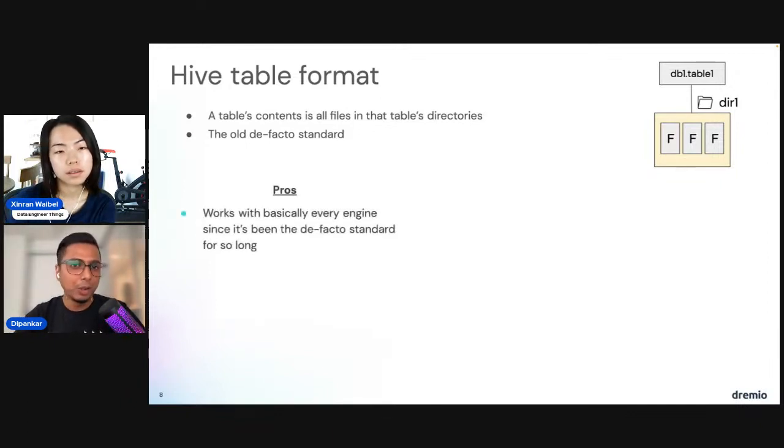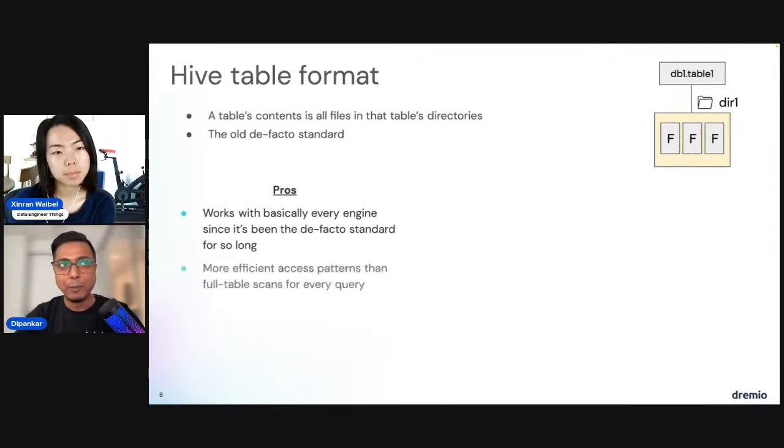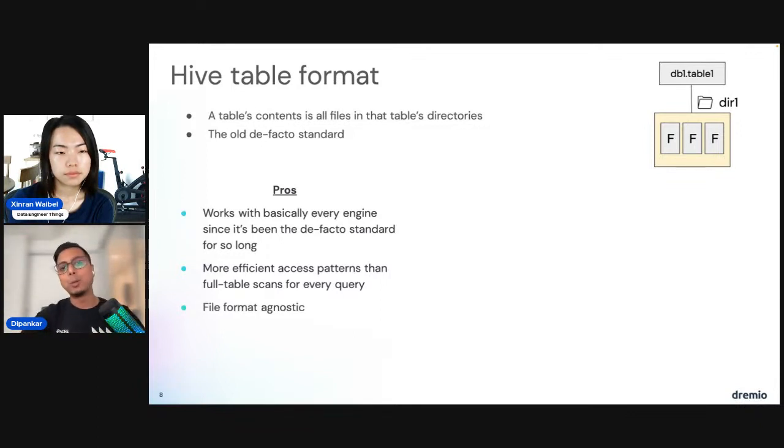First, it works with every engine, and there was no other table format to allow that until recently. That was really great. You can use different engines with the Hive table format. Secondly, it had more efficient access patterns, such as partitioning schemes and bucketing, so you don't have to do a full table scan for every query. That was super important as well. Also, it was file format agnostic, so you can use any file format you want, whether it's Parquet or CSV, it doesn't matter.